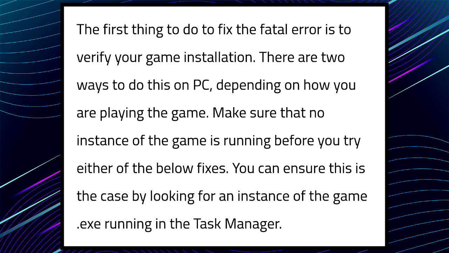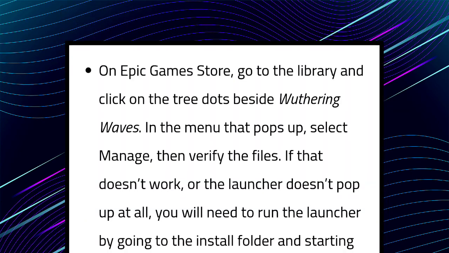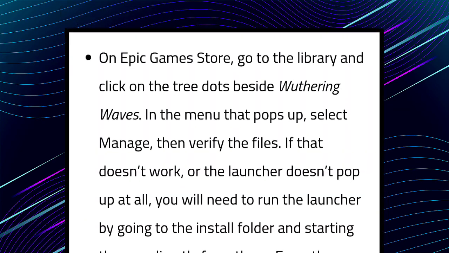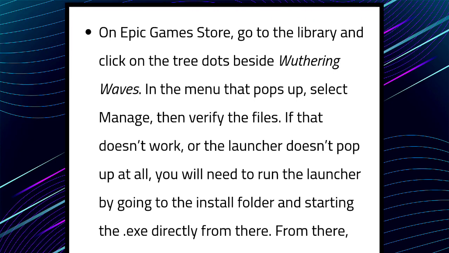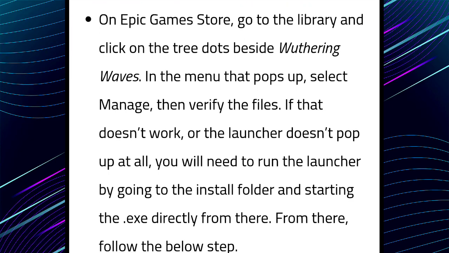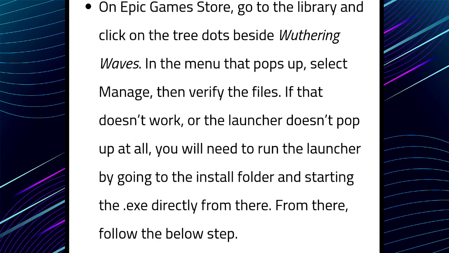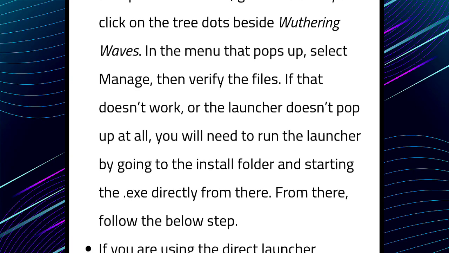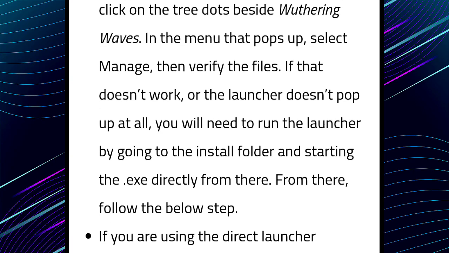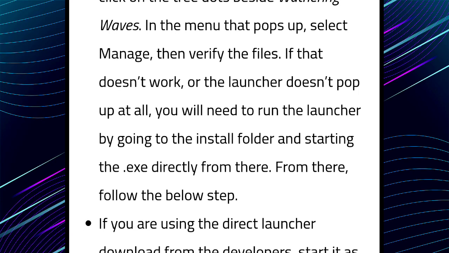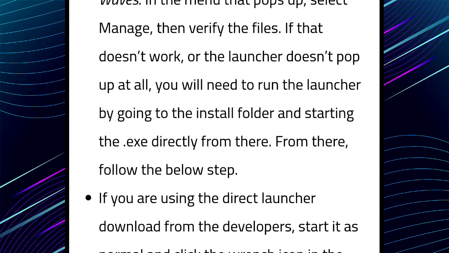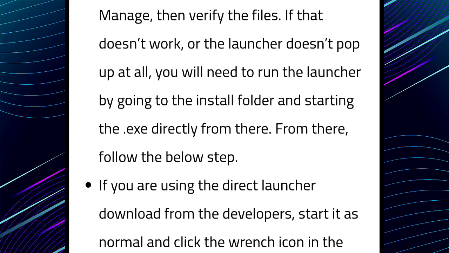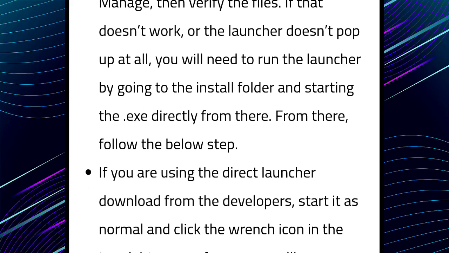So guys, now going on to the fix. The solution is, on the Epic Games Store, go to the library and click on the three dots beside Wuthering Waves. In the menu that pops up, select Manage, then Verify Files. If that does not work or the launcher does not pop up at all, you will need to run the launcher by going to the install folder and starting the .exe directly from there. From there, follow the below steps.